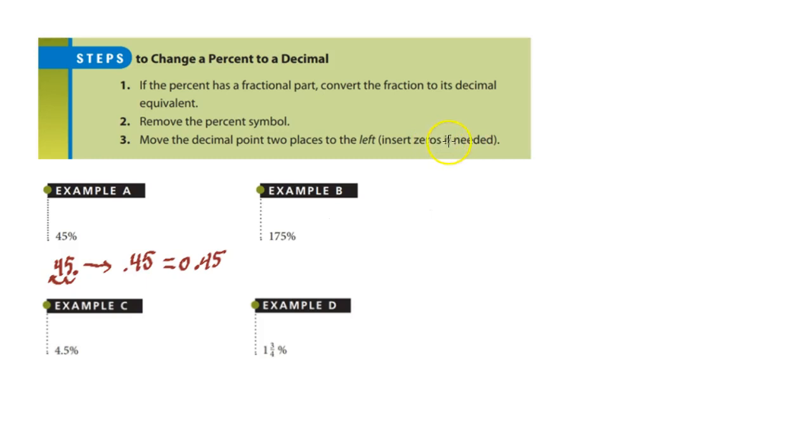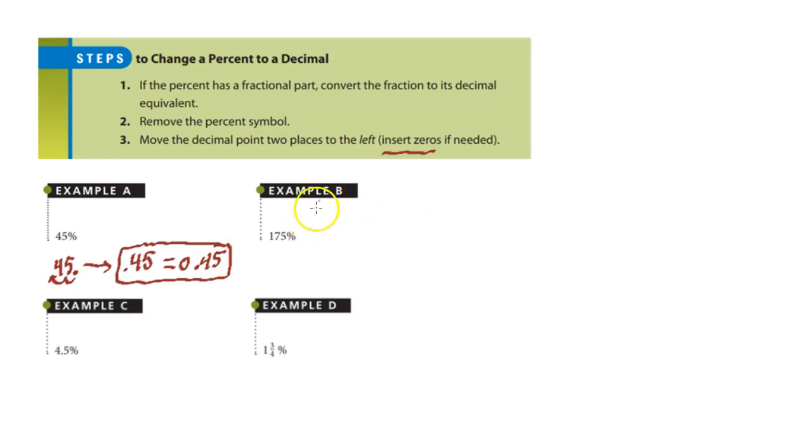Insert zeros if needed. Now that's not the zero I was referring to. I'll show you when that applies. But yeah, either solution will work, 0.45 or .45. They're both equivalent to 45%, but in decimal form.